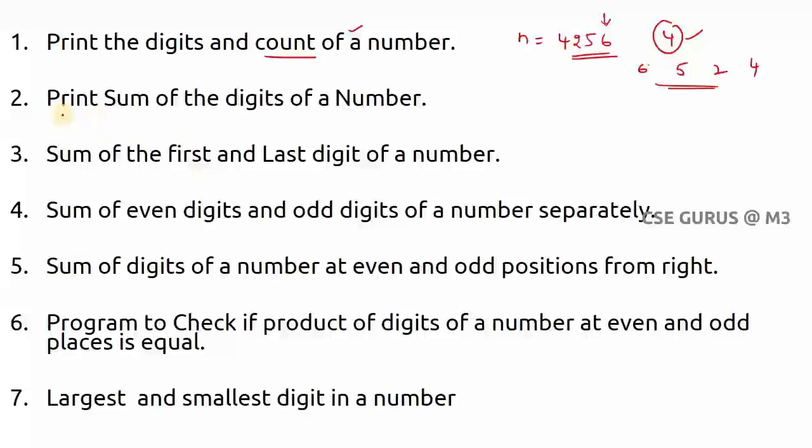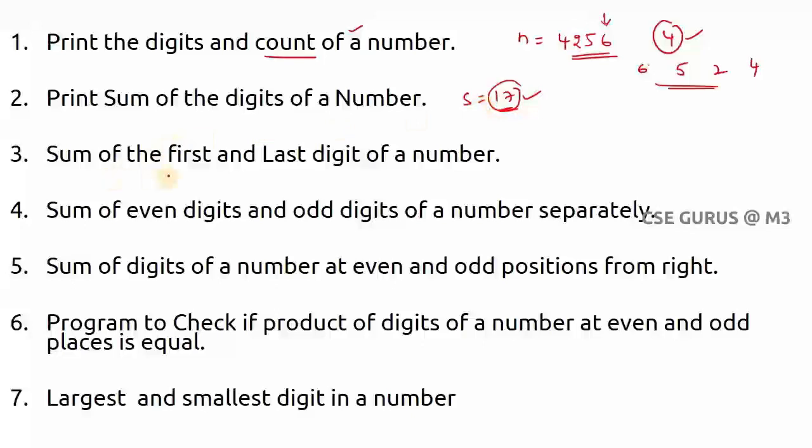The next question: print the sum of the digits of a number. Let us suppose I take 4256. What is the sum here? 6 plus 5 is 11, 11 plus 2 is 13, 13 plus 4 is 17. How to print this? How to write a program for that?